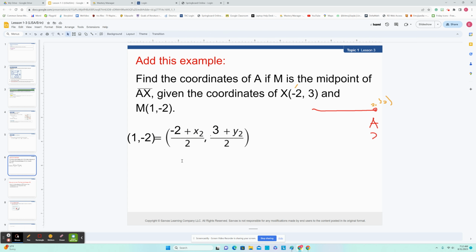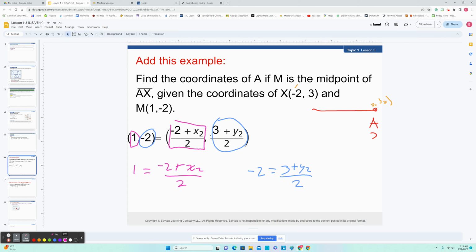Now what we're going to do is we are going to take these and kind of break them up a little bit. So anything that is an x goes with where we're finding x. So this is going to be 1 equals -2 plus x sub 2 all over 2. And everything with y goes over here because we're trying to find the second y value. So this will be -2 equals 3 plus y sub 2 over 2.